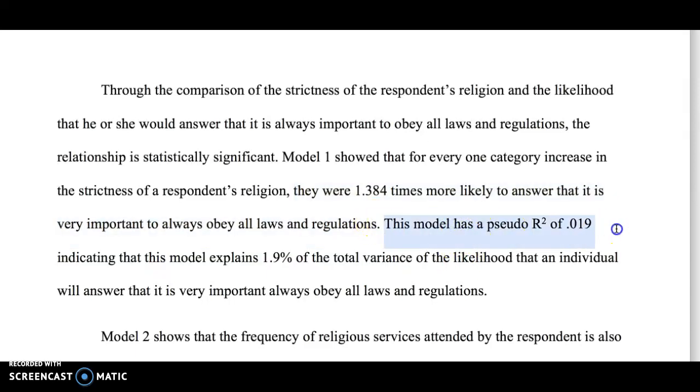And then you talk about the pseudo R squared. It explains a very tiny amount, only 1.9% of the total variance of the likelihood that someone would answer it's always important to obey laws and regulations, which is not very much. That's pretty weak. So there are going to be other variables that contribute more to the explanation of what can predict if people are going to obey laws.